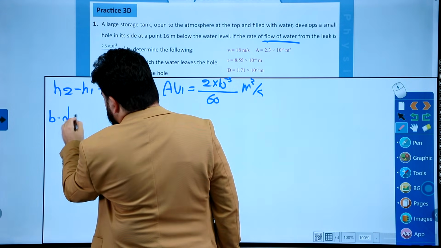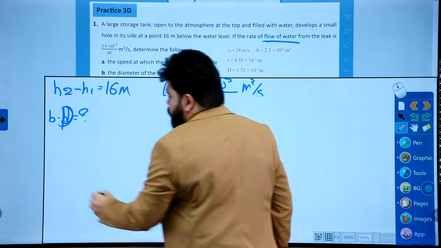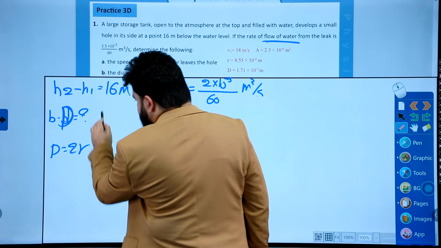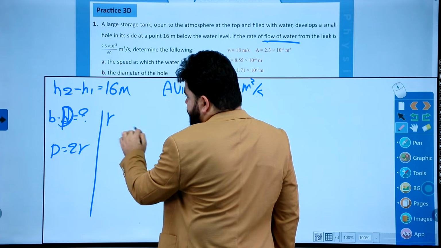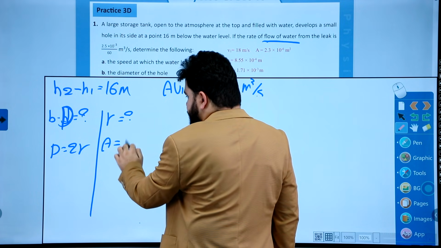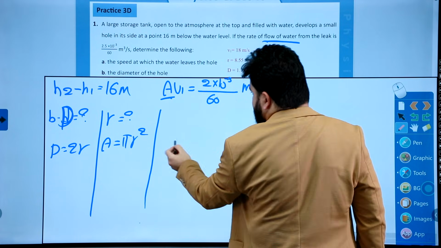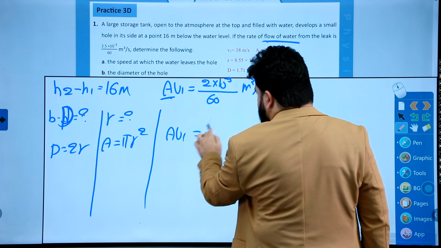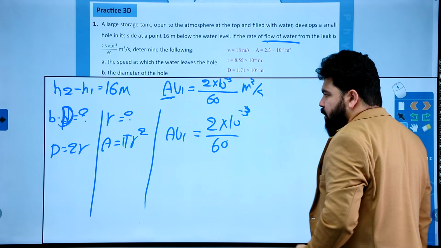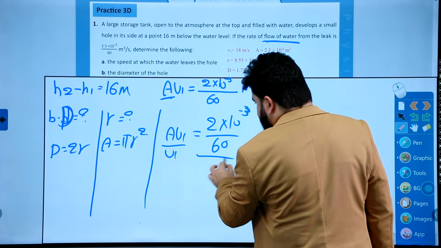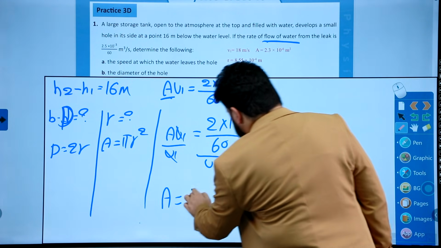Question B, diameter D is equal to what? You know diameter is equal to 2r, but to find the diameter I need the radius. To find the radius, I need the area. I don't have the area too. How can I find the area? Look at this one, guys. A V1 is equal to 2 times 10 to the power of negative 3 divided by 60. So divide this by V1 and divide the other side too by V1. V1 cancels with V1.